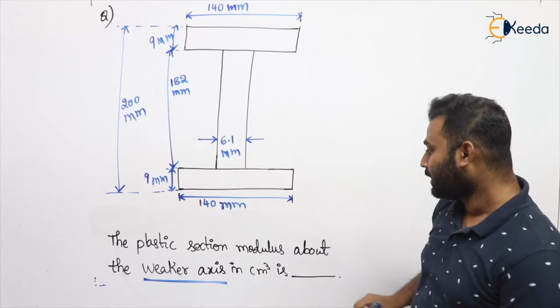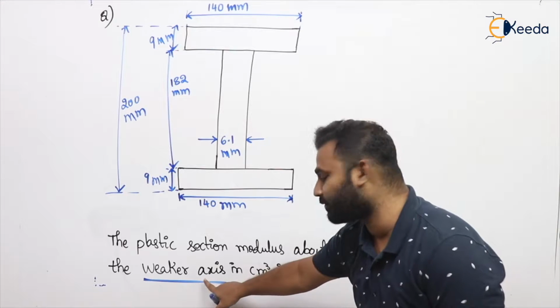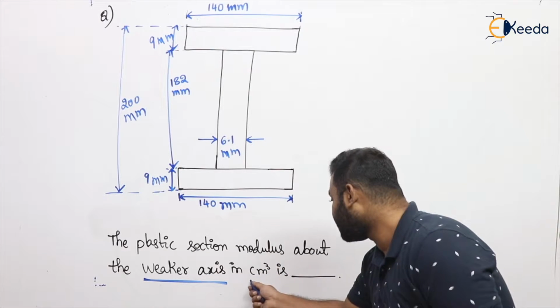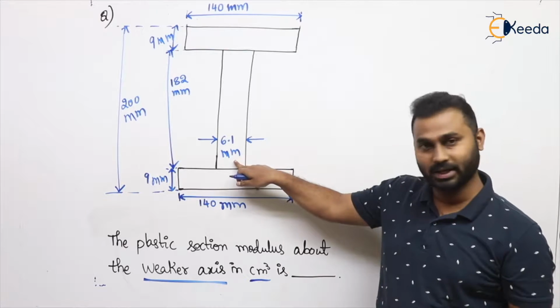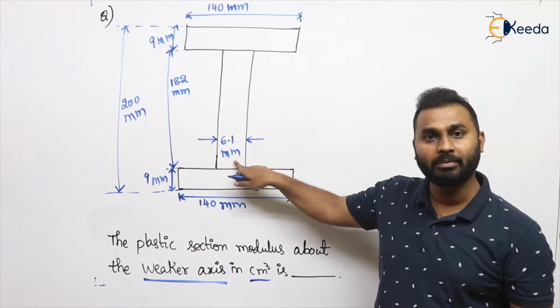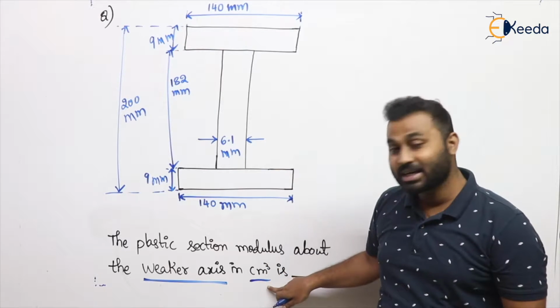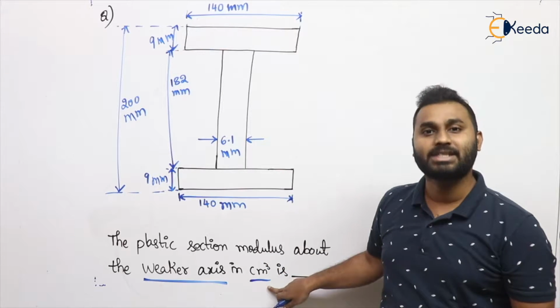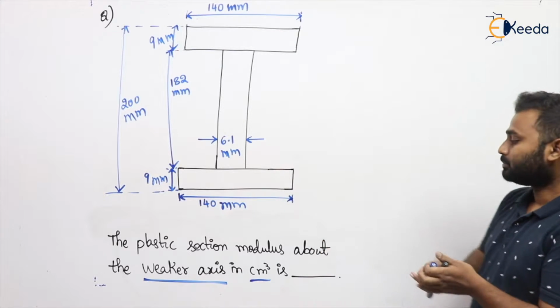Now one more thing to be noted here is that it is asking for the plastic section modulus about the weaker axis in centimeter cube. All the dimensions were mentioned in mm for this diagram, but it is asking us to find in centimeter. That is one more important point to be noted. Clear? How to find it?